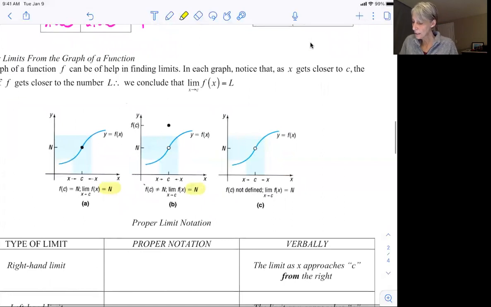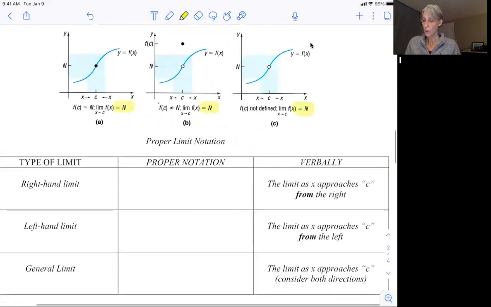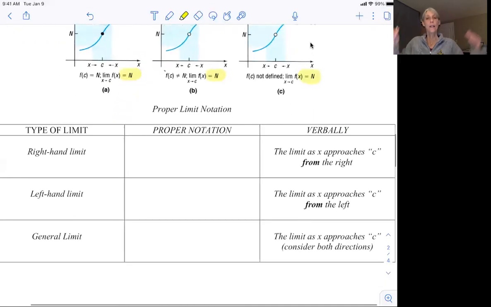In this case, f of c is not defined. As I plug in x values that get close to c, I may not have a function value, but once again, my y values are getting close to some number, so I still have a limit. So we want to break down this concept of plugging in numbers.